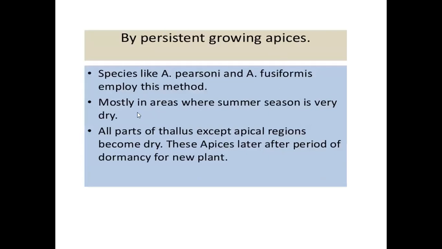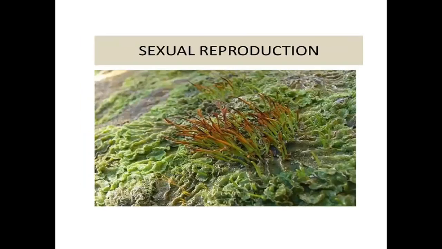Persistent apices, that is the apical region, the tip regions of the thallus, when they become dry, will undergo dormancy, and later on, by the return of favorable conditions, they will give rise to a new plant. Now, that is regarding the vegetative reproduction.